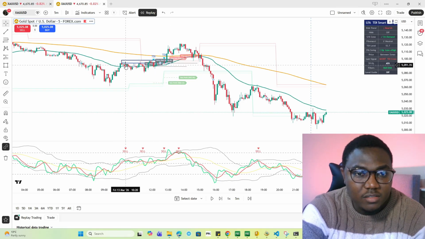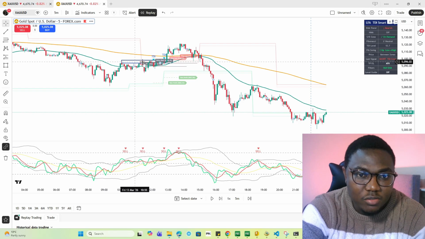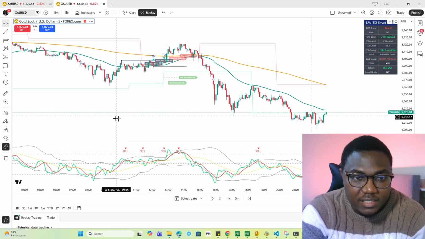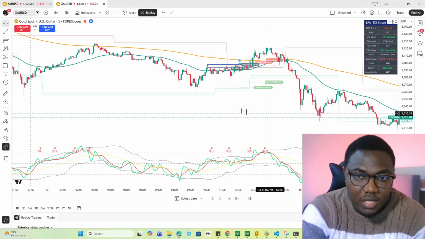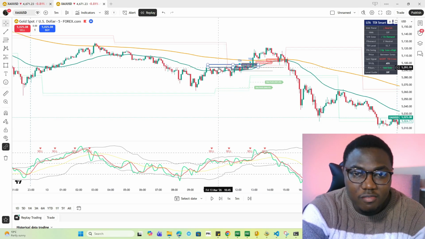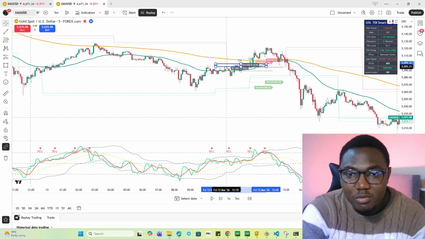This resistance zone is not a very solid resistance zone to give me a sell that will reverse this trend. Look at the trend. So this resistance is not strong enough to reverse the market. All right, I will not be looking at this zone as the resistance zone that will reverse this market.